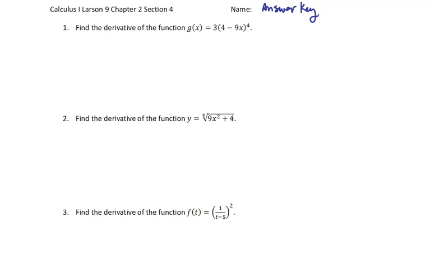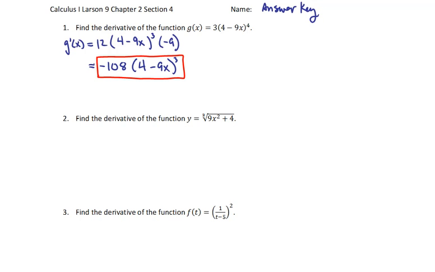Then g prime of x will be, we'll bring down the 4, multiply by 3 to get 12, reduce the exponent by 1 to 3, leave the inside alone, then multiply by the derivative of the inside, which will be negative 9. That leaves us with negative 9 times 12, which is negative 108, times (4 minus 9x) to the third power, and that's number 1.